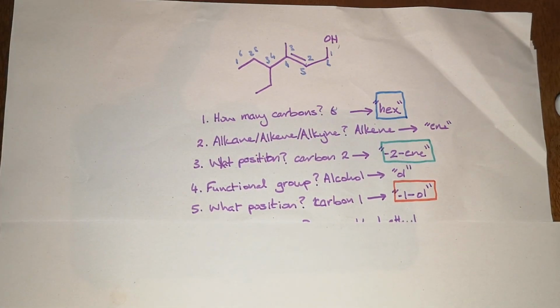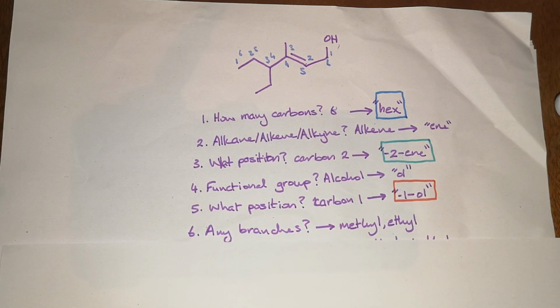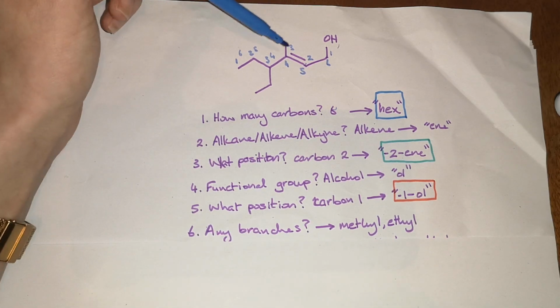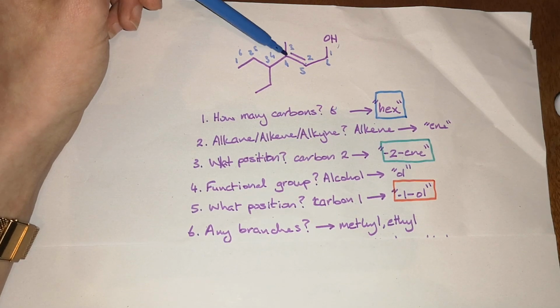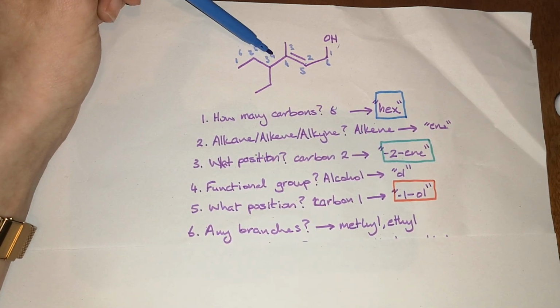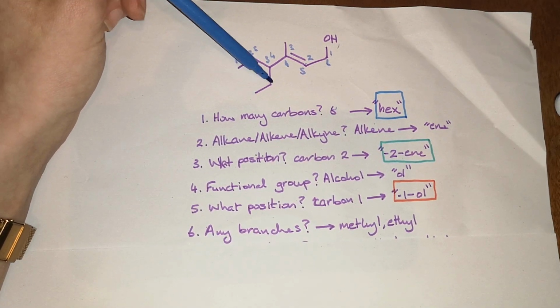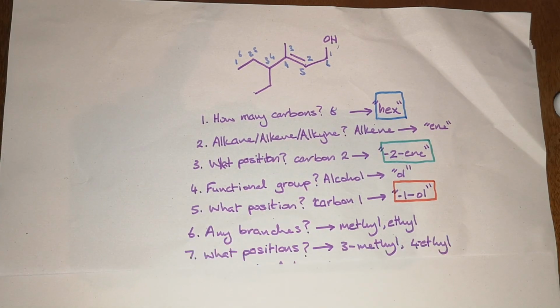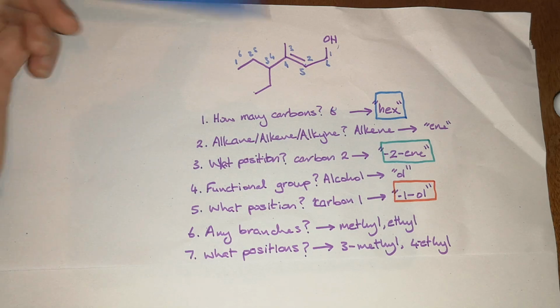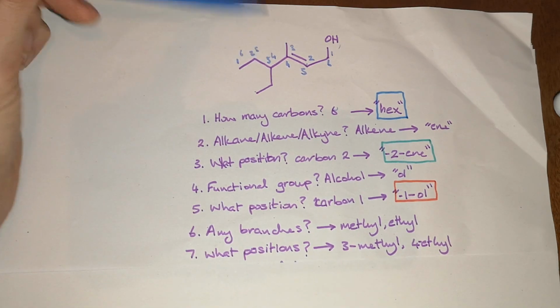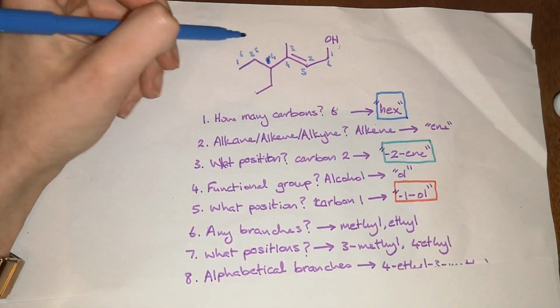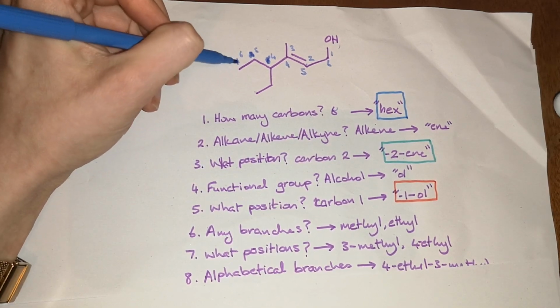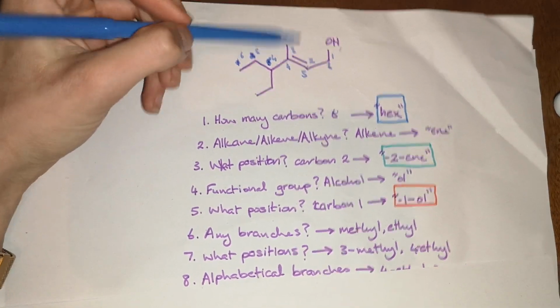Okay. Then are there any branches? So what you have here is on carbon 3, you have a methyl group, a CH3, and at carbon 4, you have an ethyl group, a CH2CH3. Okay, what positions are they in? So the methyl is at the 3 position, and the ethyl is at the 4 position. So just to be clear, just going to get rid of the old numbers because I didn't use 2 different color pens. Okay.